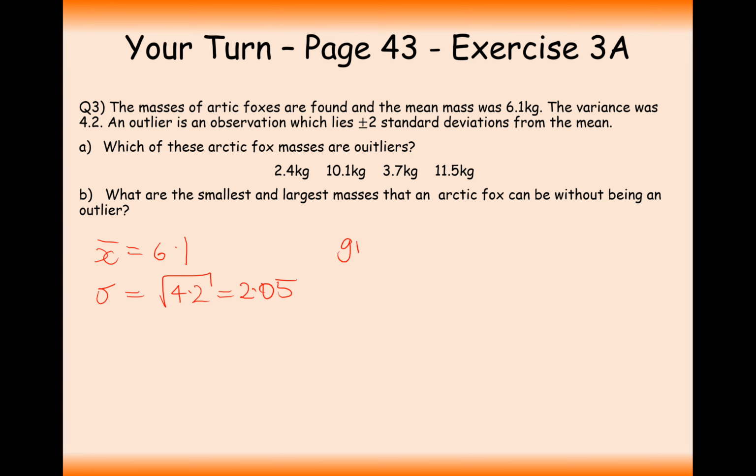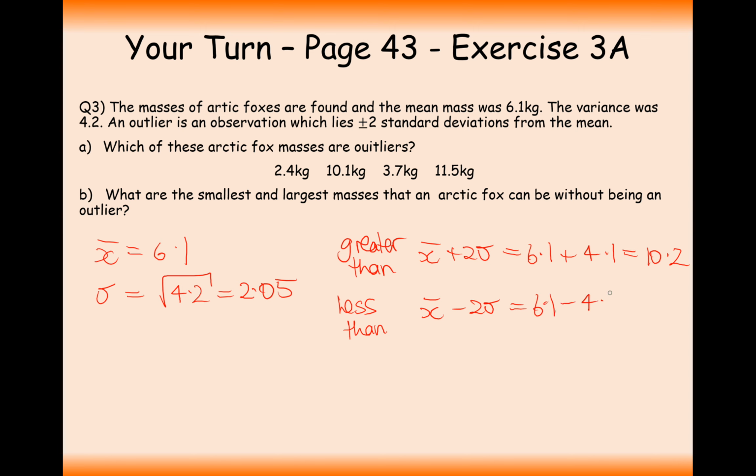So what we'll have to do first is work out those critical values. So if it's greater than x bar plus 2 standard deviations, which will give us 6.1 add 4.1, 2 lots of 2.05, so that would be 10.2, and the less than will be x bar minus 2 standard deviations, which will give us 6.1 minus 4.1, which will give us 2.0. So anything outside of this range of data will be an outlier. It looks like we only have one outlier. 11.5 kilograms is an outlier. Everything else falls nicely in that region.